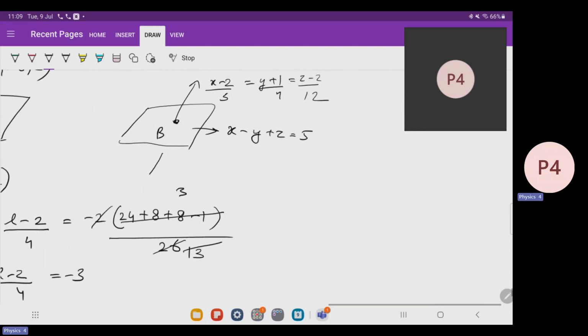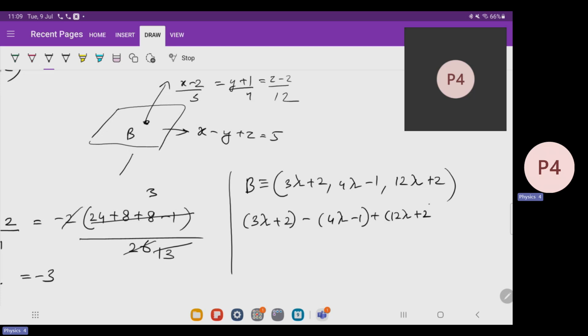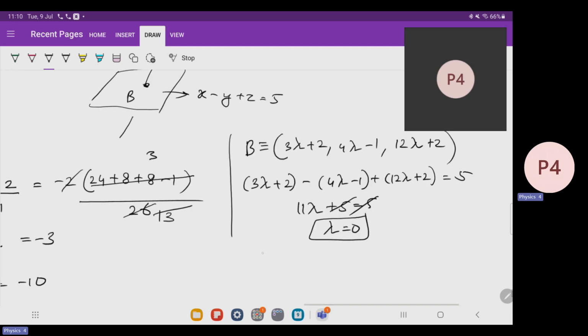What about point B? So for point B, since B lies on the line, B will be of the form 3 lambda plus 2, 4 lambda minus 1, 12 lambda plus 2. So since it lies on the plane, it will satisfy the equation of the plane, which is equal to 5. So 3 lambda minus 4 lambda is minus lambda plus 12 lambda, that is 11 lambda. 2 plus 1, 3 plus 2, 5 is equal to 5. So lambda we will get as 0. So if lambda is 0, B will become 2, minus 1, 2.